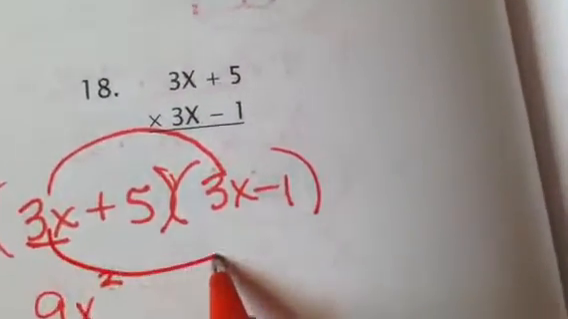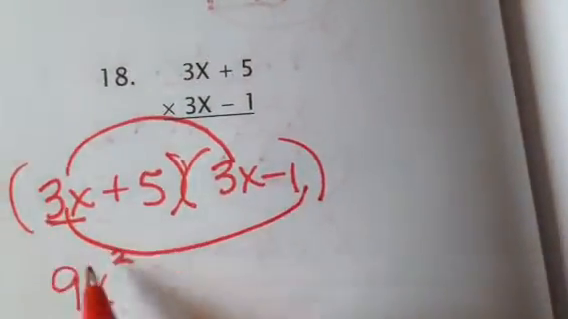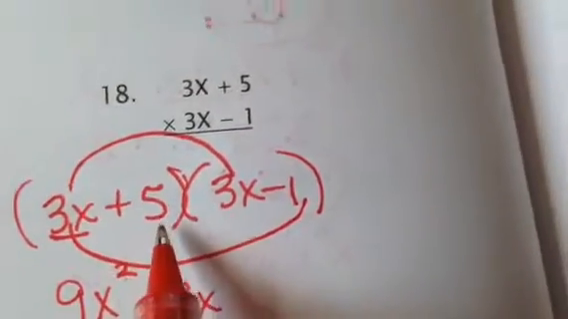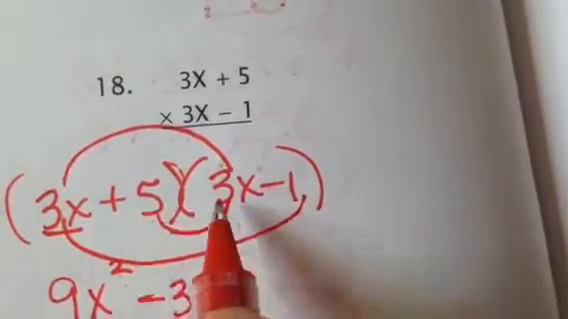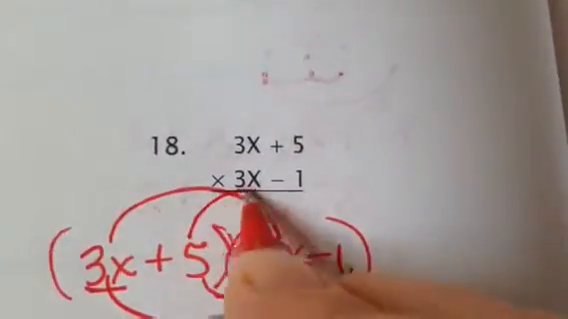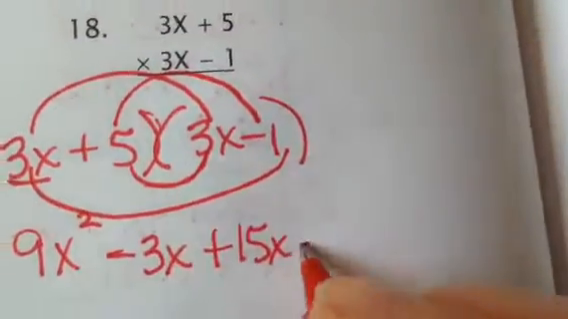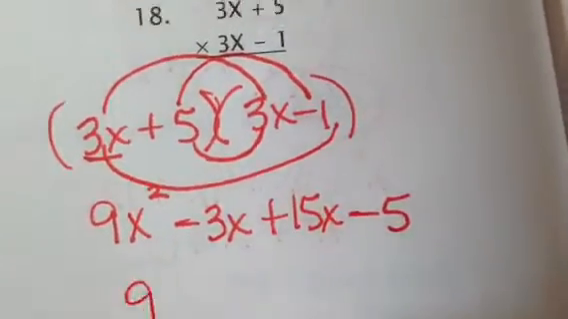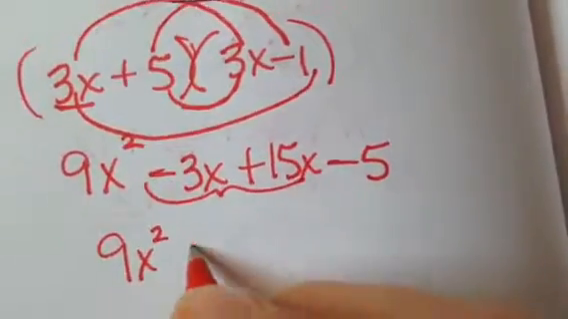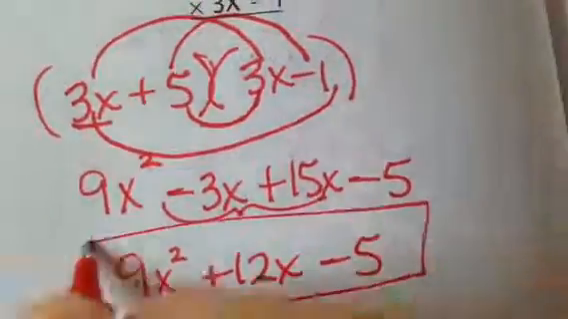Do your outside terms right there. 3x, now this isn't just a 1, it's a negative 1. So 3x times a negative 1 is negative 3x. When you do your inside terms, 5 times 3x, you're going to get 15x. And then your last terms, again, that's not 5 times 1, it's 5 times a negative 1, which is negative 5. So be real careful right there. When you add these terms, negative 3x plus 15x is a positive 12x, minus 5. And that right there is your answer.